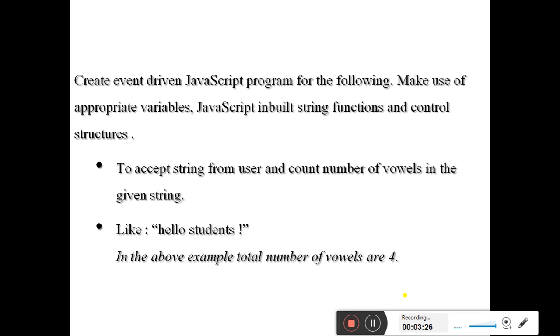What you are supposed to do? You are supposed to create one form. On that form you create one button. On clicking that button you call a function. In that function you pop up one prompt box from where you get the string from the user. Then find the vowels, count the number of vowels and display them. The total number of vowels you are supposed to display on the screen. Understood this? Now we are going to try it practically.